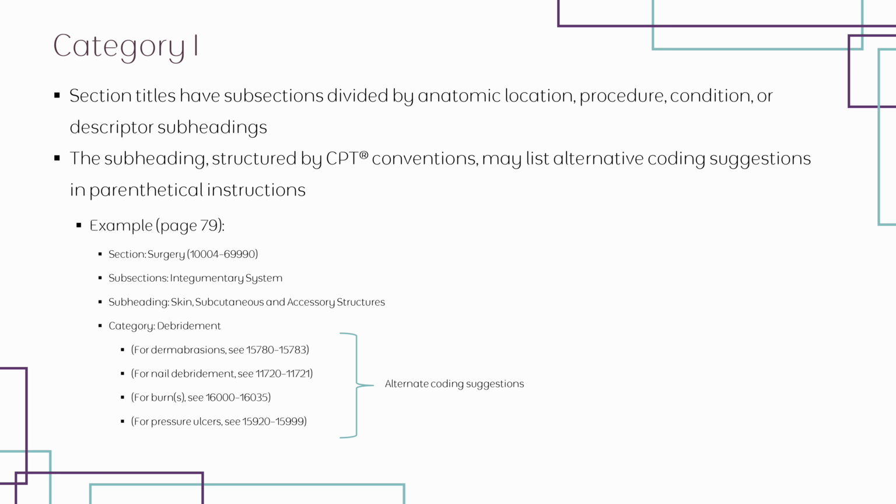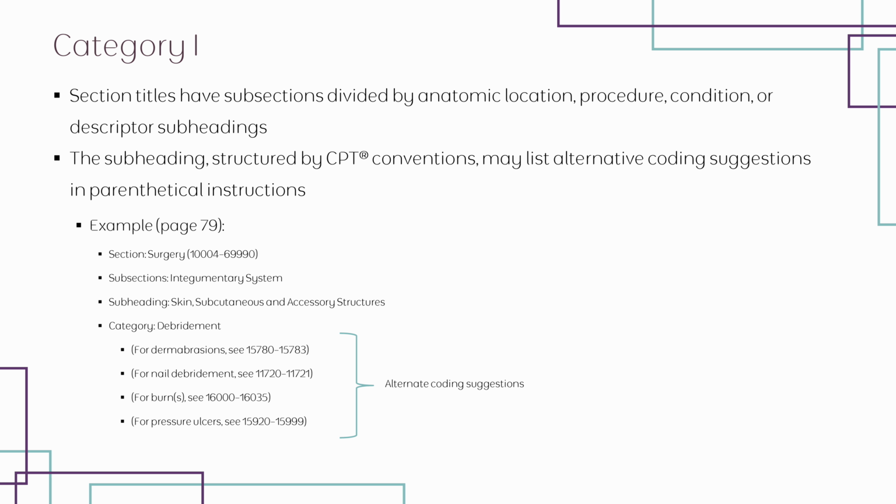You should now be looking at the debridement subsection, which is located on the first page after the integumentary system table of contents. In this example, you'll see how the CPT hierarchy works in action. This section is surgery. Subsection is your integumentary system. The subheading is skin, subcutaneous, and accessory structures. And finally, the category is debridement.